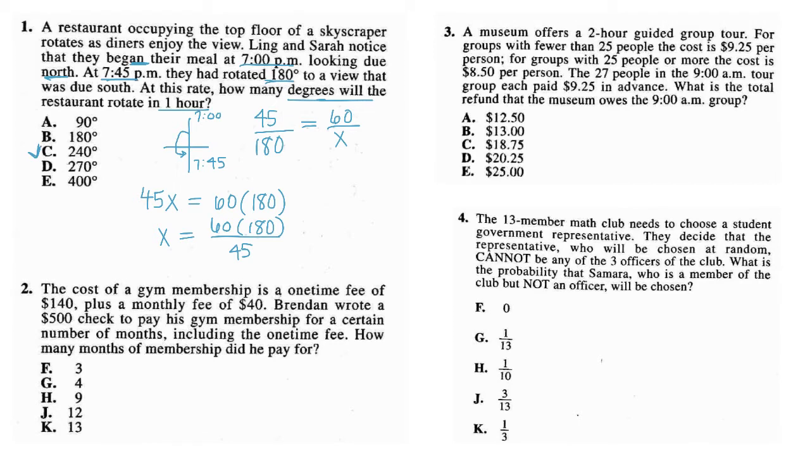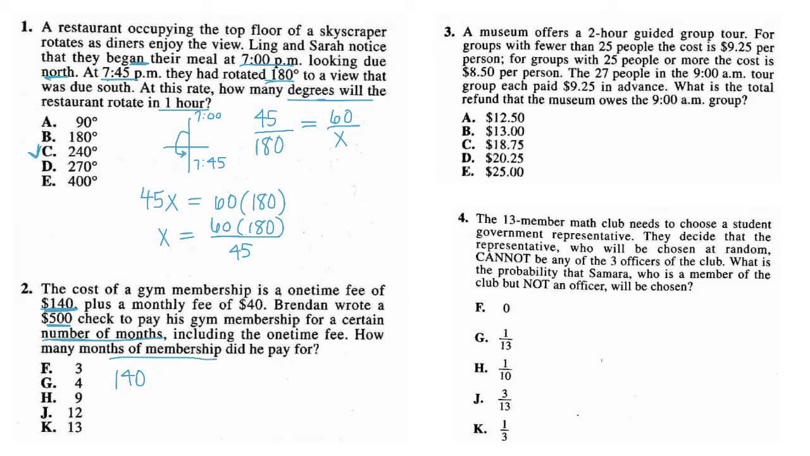Okay, moving on to number 2. The cost of a gym membership is a one-time fee of $140. So we know no matter what, we have at least a one-time fee of $140 plus a monthly fee of $40. Brendan wrote a $500 check to pay for his gym membership for a certain number of months. So that's probably what we're going to be trying to find, including the one-time fee. So how many months of membership did he pay for?